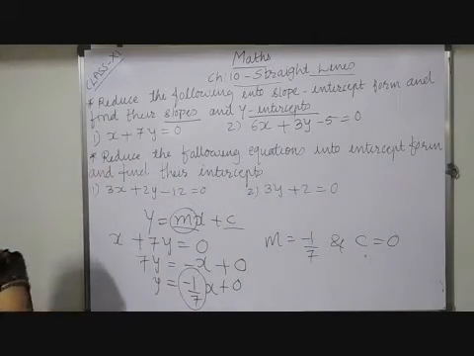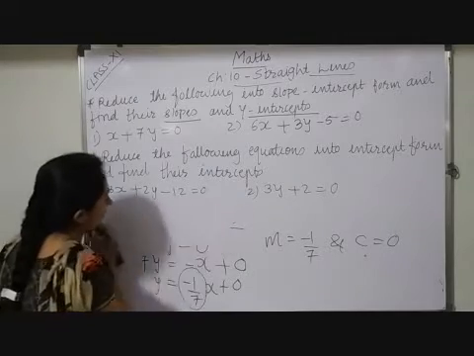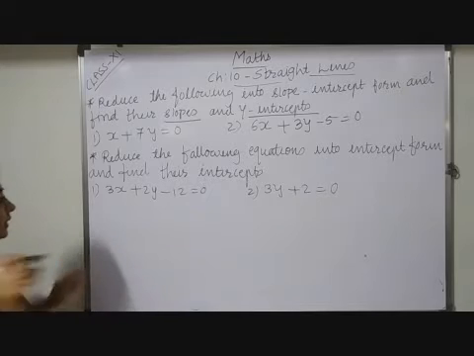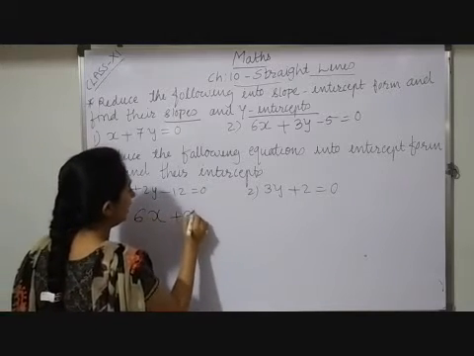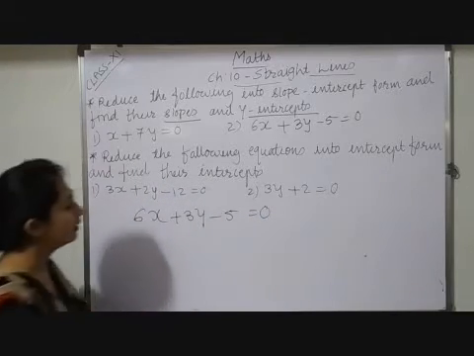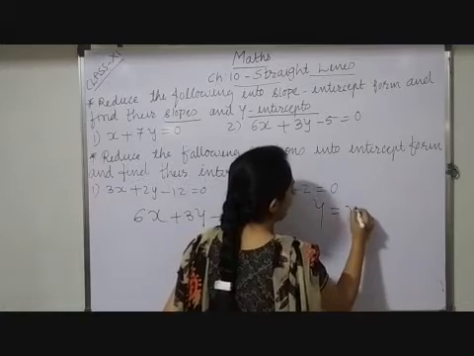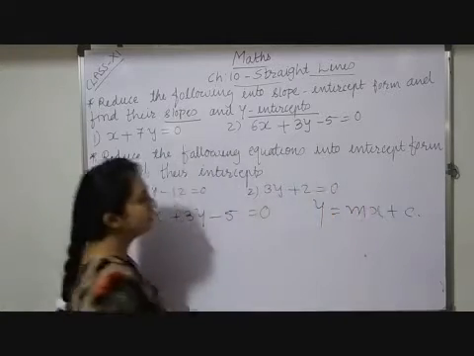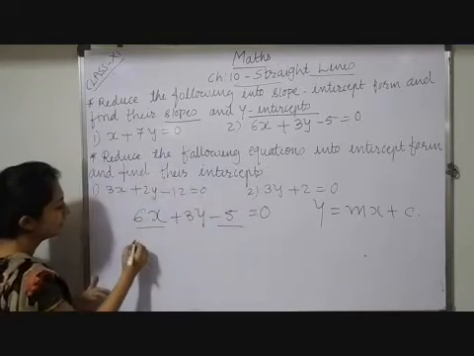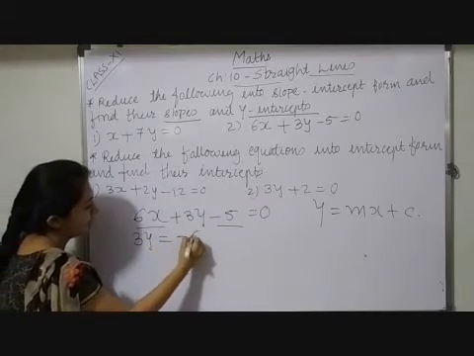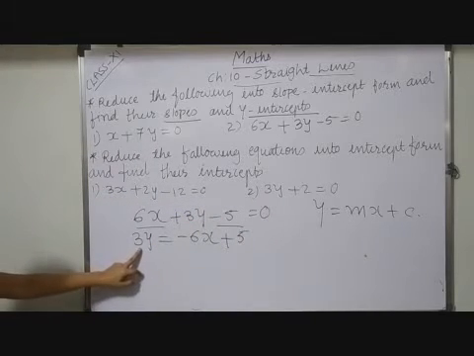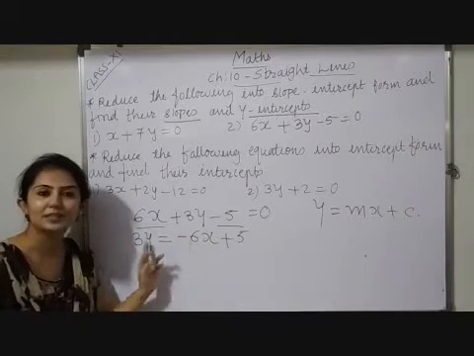Now one more equation I have written. That is 6x + 3y - 5 = 0. So obviously I have to convert it into the general form, that is y = mx + c. So I have to shift these both values towards the RHS. So here I will get 3y = -6x + 5. Now obviously I have to remove this constant 3 also. So divide both sides by 3.